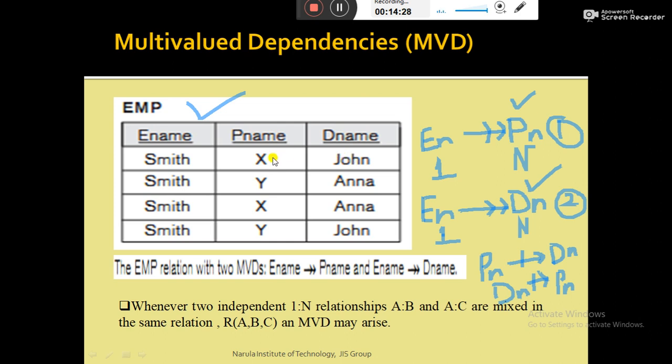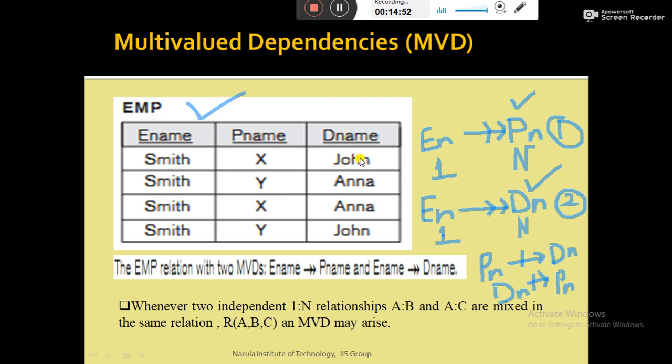If we provide P name value X, we have how many D name values? John, and here for P name we have Anna. So for a particular value of P name, we don't have a unique value of D name. For a particular value of P name, we have multiple values of D name. So D name is not functionally dependent on P name.